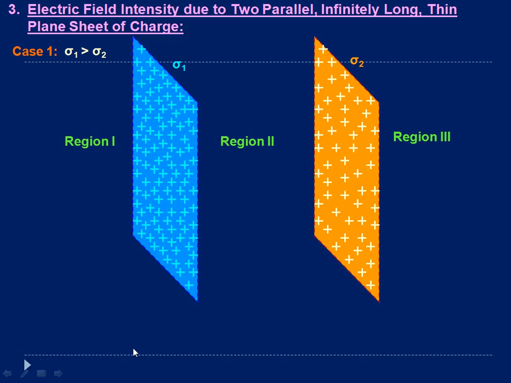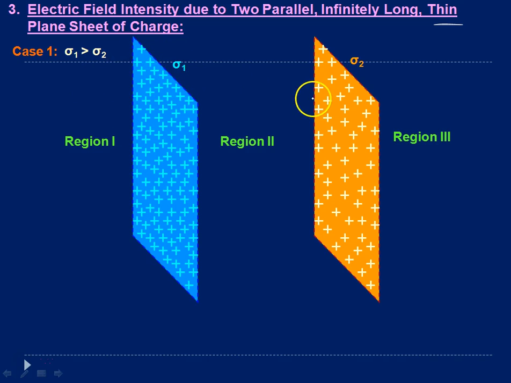Now we are discussing the electric field intensity due to two parallel infinitely long thin plane sheets of charge. In the last class I discussed the difference between the thin sheet and thick sheet, and we have discussed the expression also. If it is a thin sheet, all of you know we have to say sigma by 2 epsilon naught. If it is a thick sheet, you will say sigma by epsilon naught. Okay. There are two thin sheets.